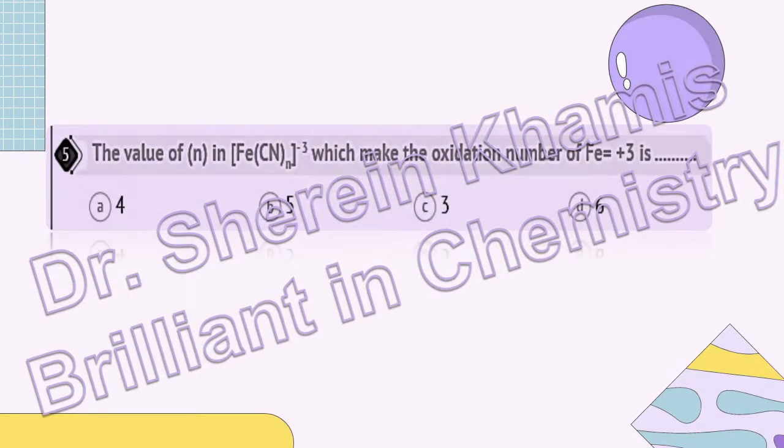Question 5 asks for the value of N in Fe(CN)N, where the charge of the bracket is -3. If we calculate the oxidation number, we put the oxidation states of all the elements we have, and at the end we write it equal to -3. The oxidation number of Fe is +3.